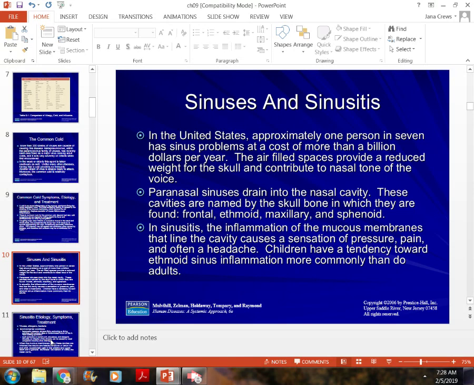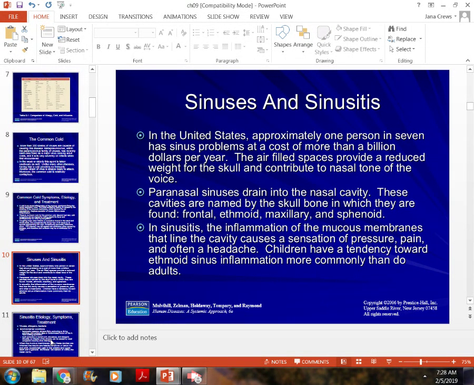Generally, 1 in 7 people is going to have at least one sinus infection a year. So those paranasal sinuses will drain into the nasal cavity, causing either a lot of drainage or a lot of stuffiness and pressure. Generally, they'll cause a headache. The mucous membranes get really irritated.